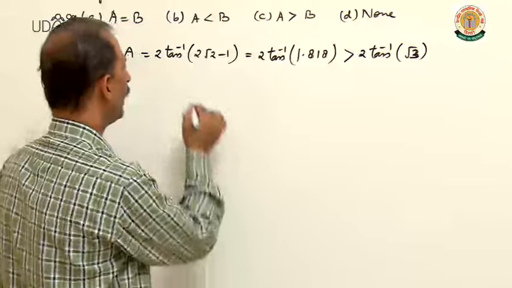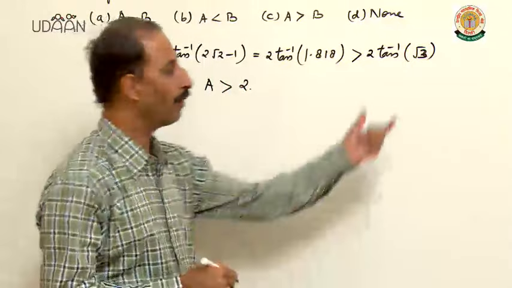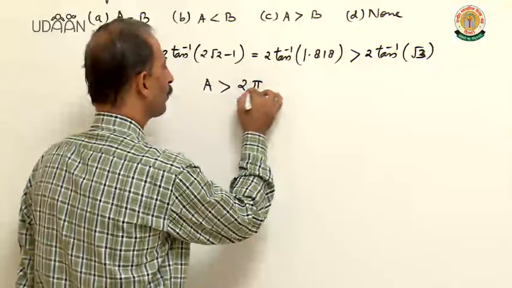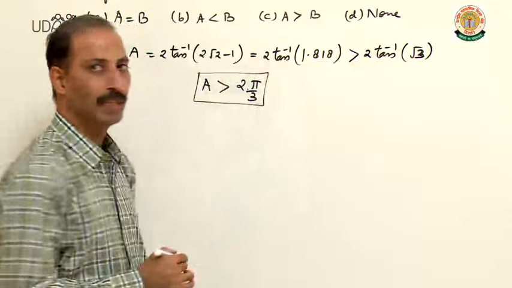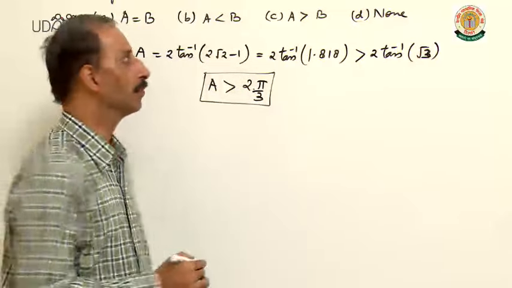So you can say A is greater than 2 times. What is the value of tan inverse root 3? That is pi by 3. So you got the value of A is greater than 2 pi by 3. Now check the value of B.